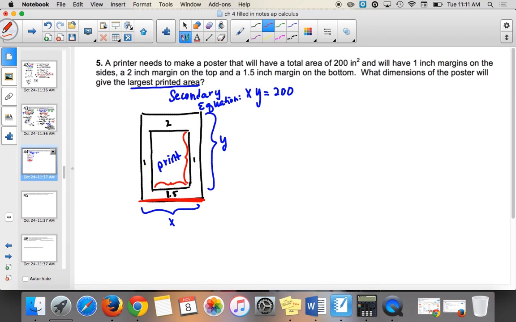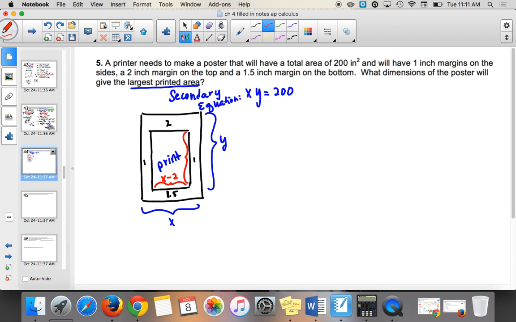So this distance right here will be X minus 2. I don't know that each one's X. I know each one's 1. They're just 1 on the sides of the margins. Get it? All right.